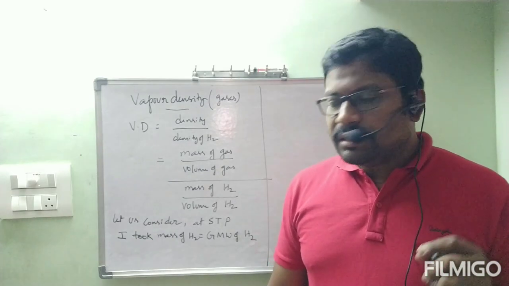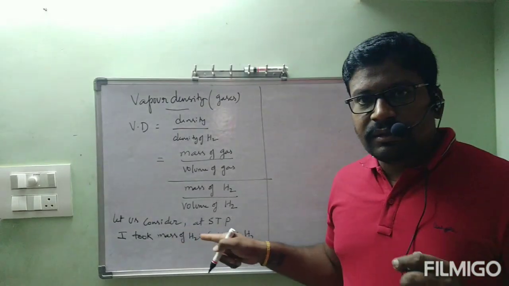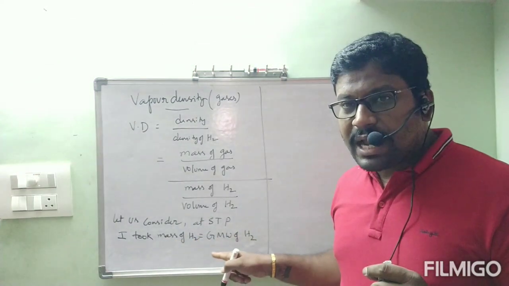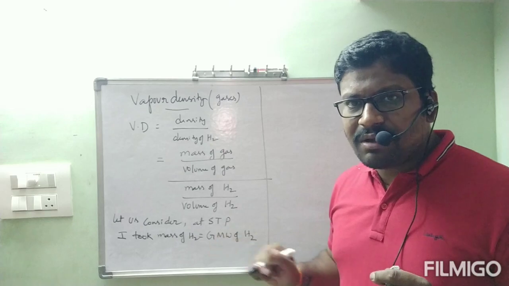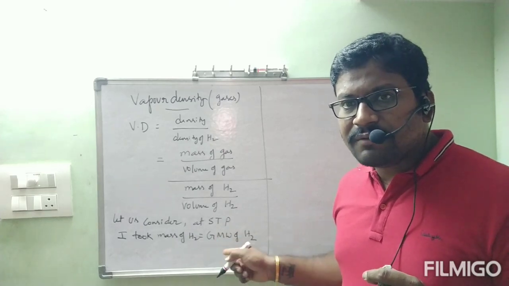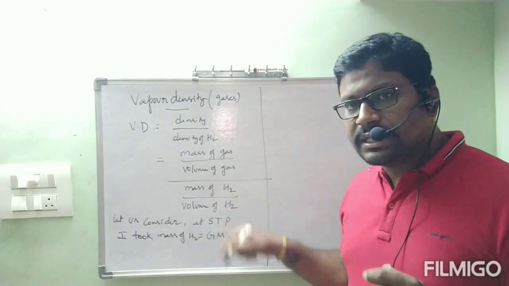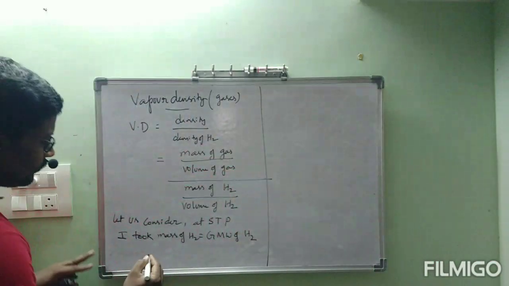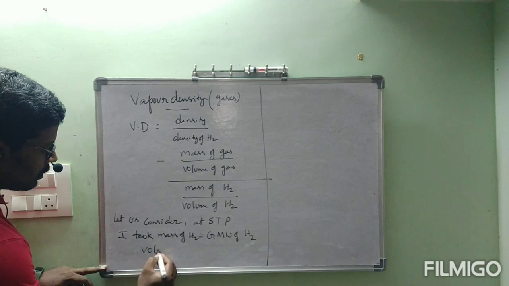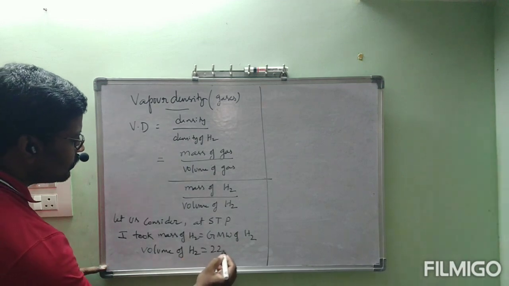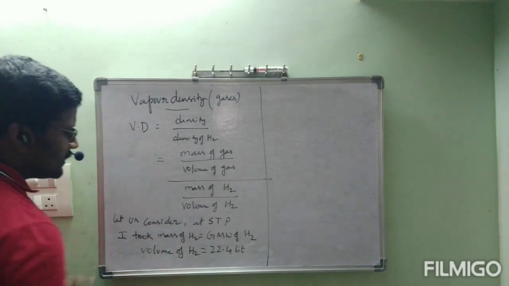Then here, how much weight have I taken? I took mass of H2 is equal to gram molecular mass of H2. Gram molecular weight of H2 is nothing but 1 mole of H2 only. Then what is the volume of this H2? Volume of H2 is equal to 22.4 liters. So I am noting down here.